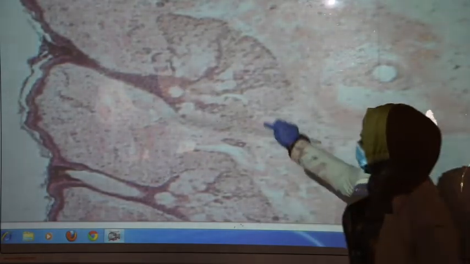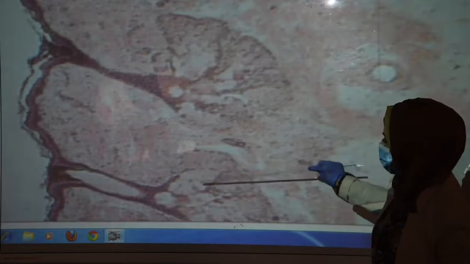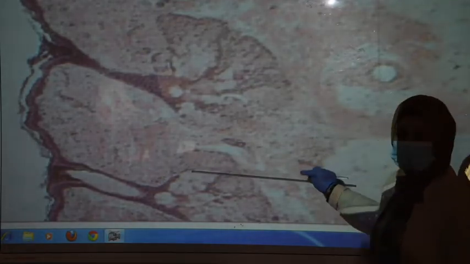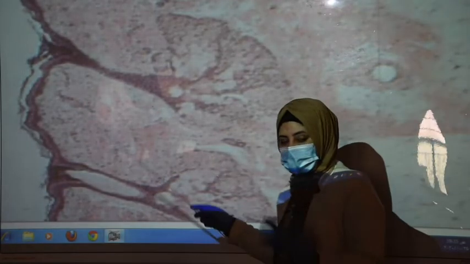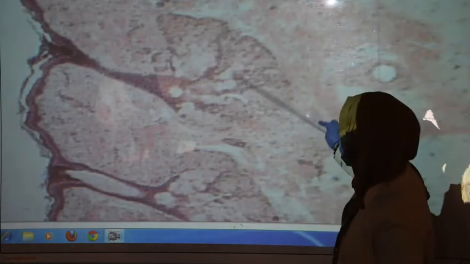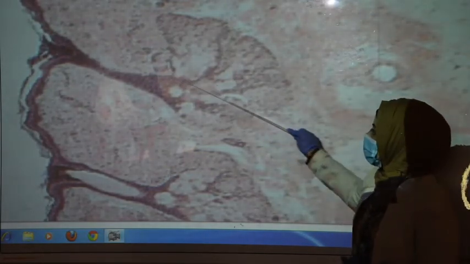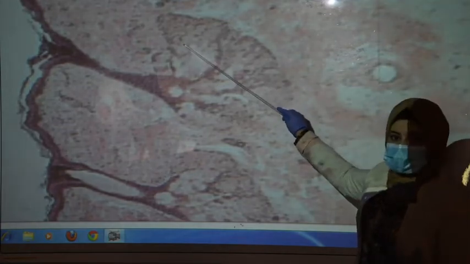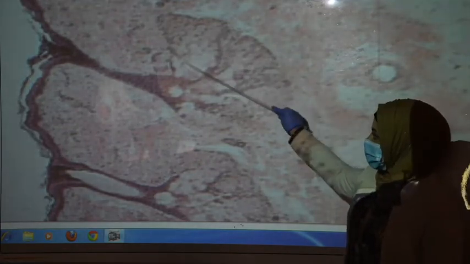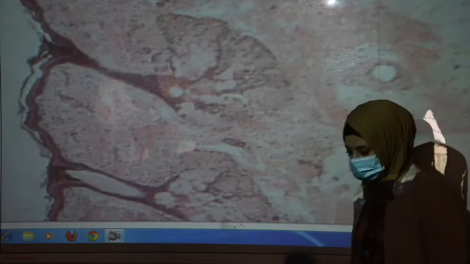Okay. All these are sebaceous glands. These sebaceous glands are composed of a ductal and a secretory portion. The secretory portion looks lobular, containing many acinar cells, clusters of acinar cells. Okay.